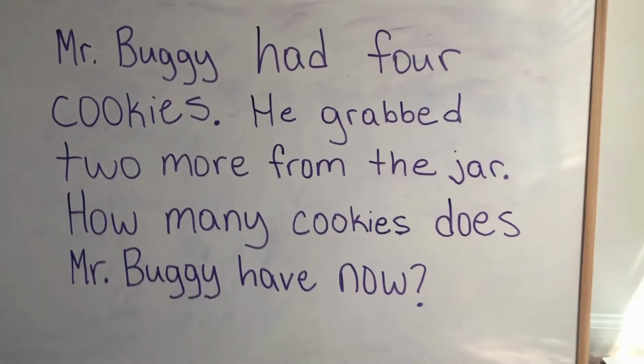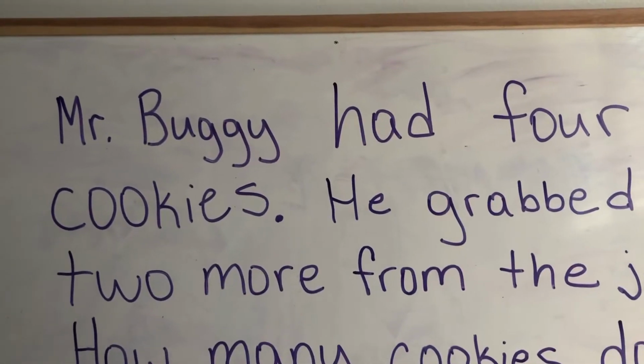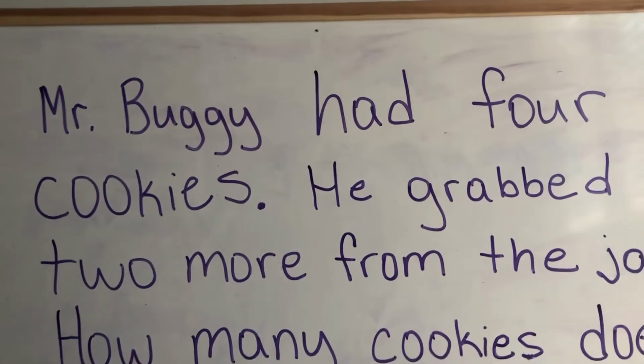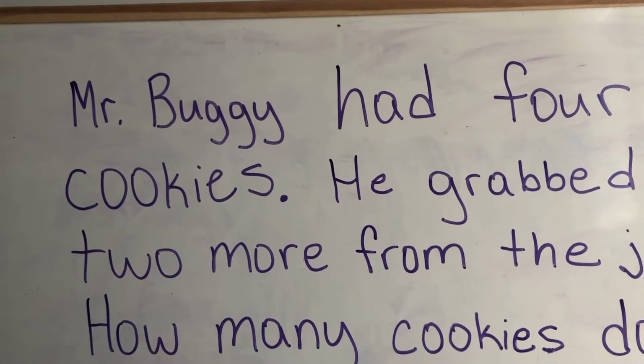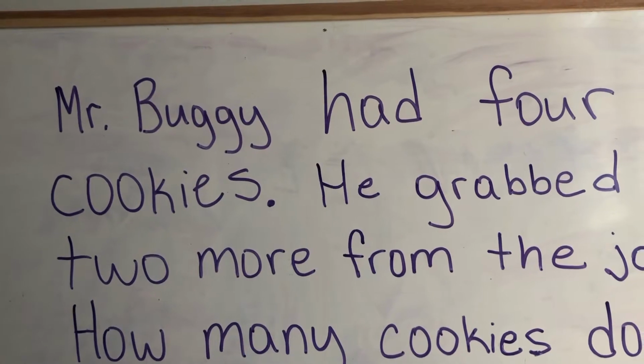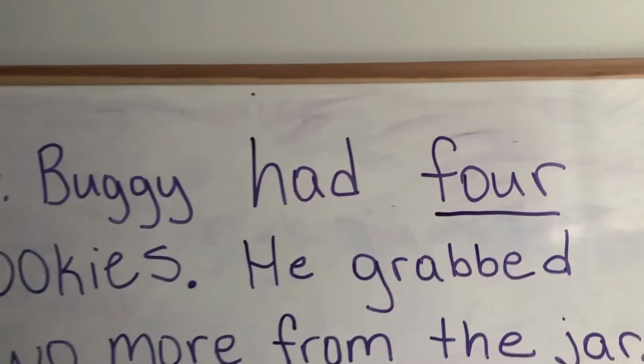So let's solve this word problem. We're going to start with our first sentence. Mr. Buggy had 4 cookies. How many cookies did Mr. Buggy have? 4 cookies. So we're going to underline 4. So I have 4 cookies underlined right here.